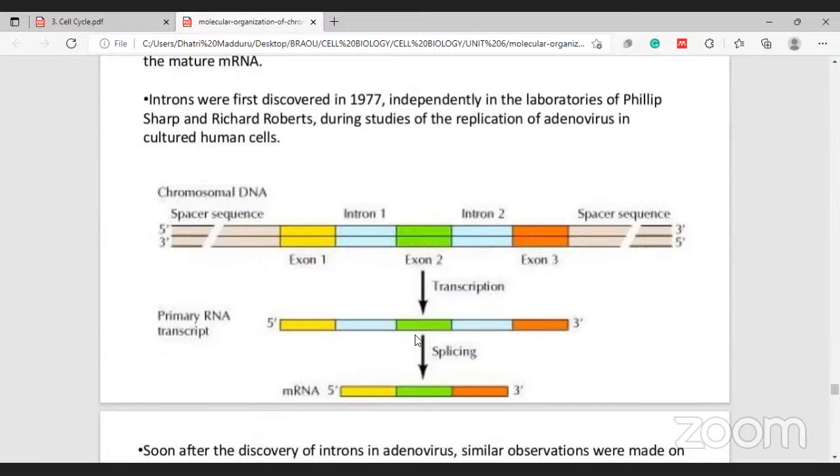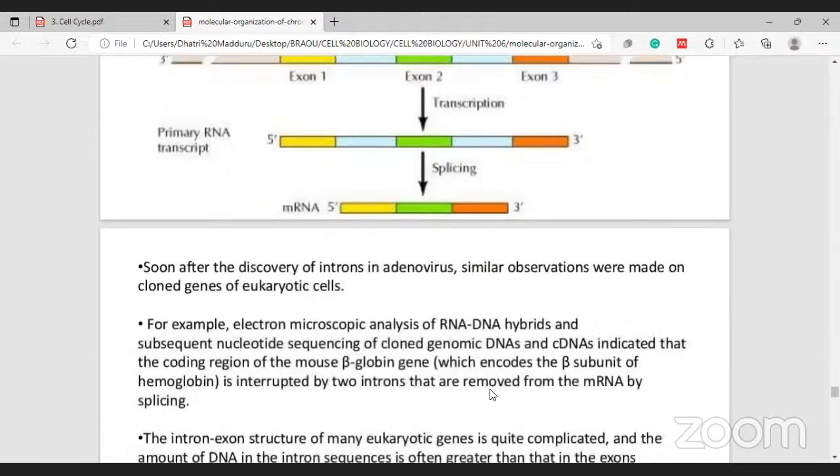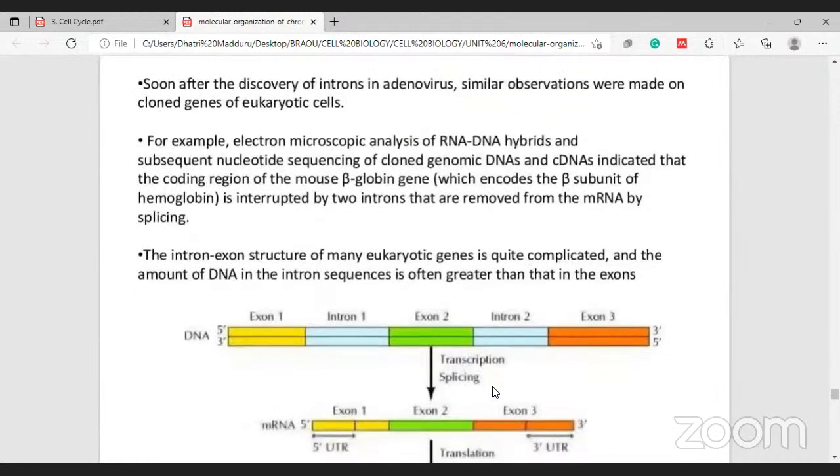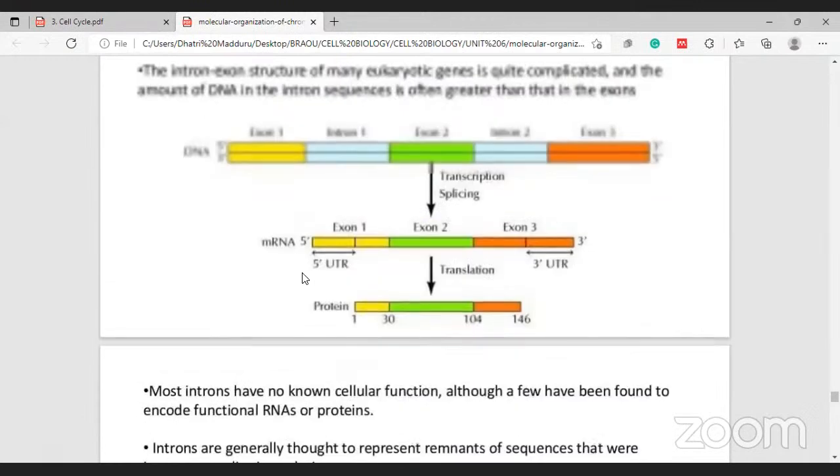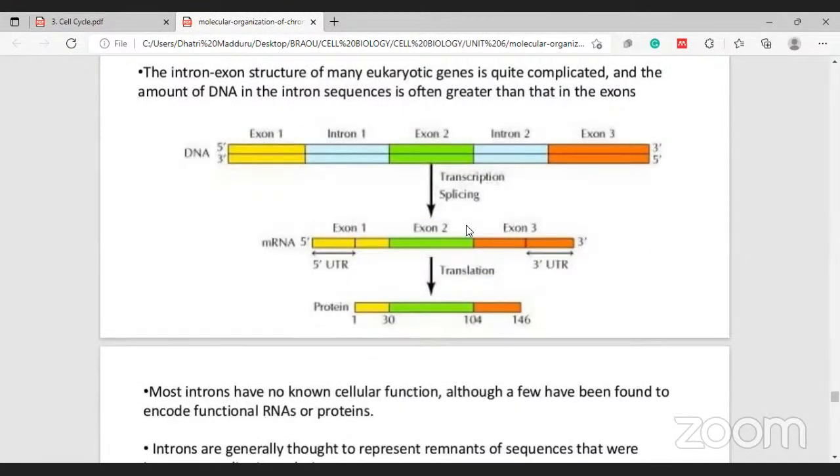After the primary RNA transcript, splicing takes place and these introns are removed. Finally, we get the mRNA without any introns. These introns are removed at intron-exon junctions. Okay. So once they are removed, only the mRNA with only exons is present, and then translation takes place to give rise to the protein.